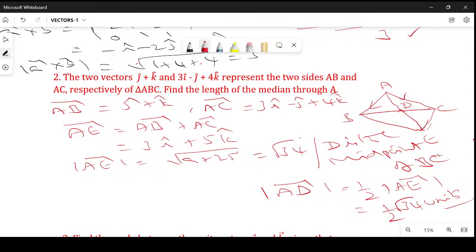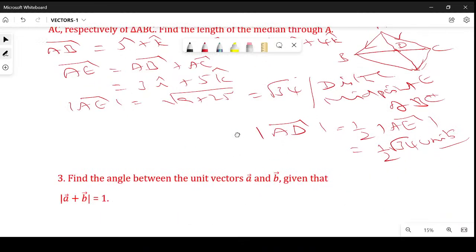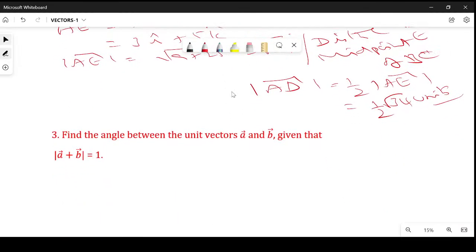You join these sides, extend the lines parallel to the opposite sides with the same magnitude. This is a parallelogram. Consider A is the diagonal in a parallelogram. Find the length of the diagonal. Half of the diagonal length gives the length of the median. This is an easy way to find that. We can do it like this. Now you can see the third one.